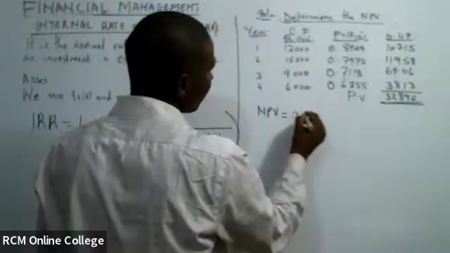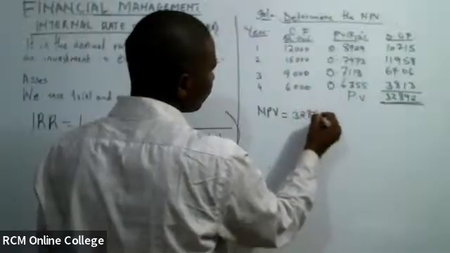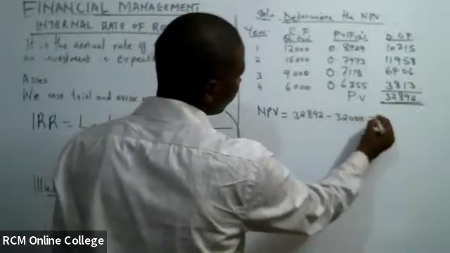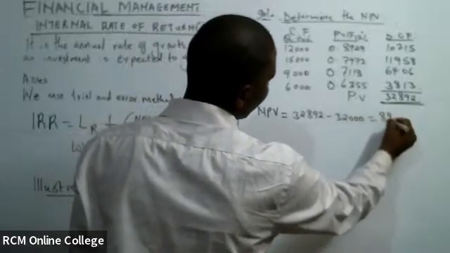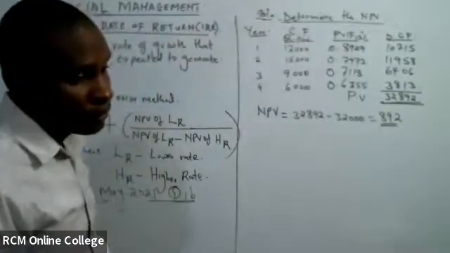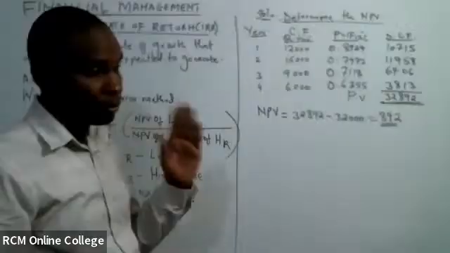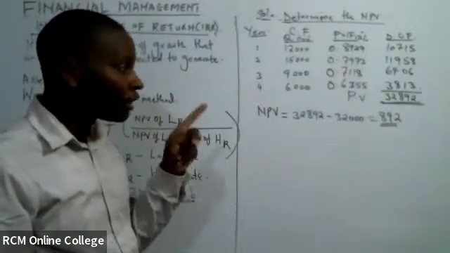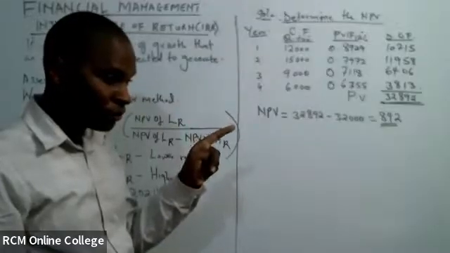It's given by 32,892 minus initial outlay of 32,000. What is our net present value? 892. Now, that is step 1, and we have gotten our NPV, which is a positive NPV.